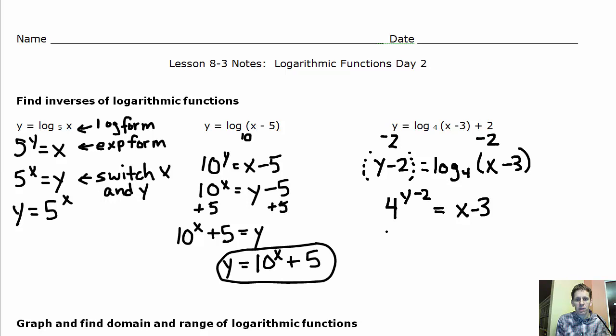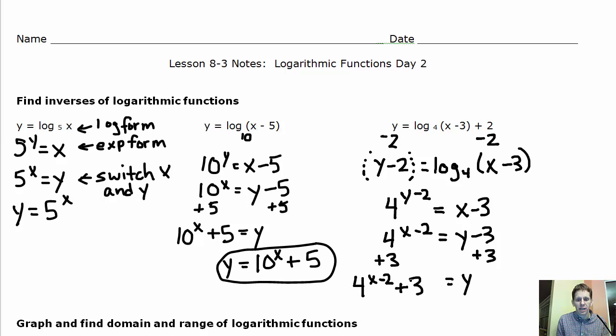So this y is going to become an x, 4 to the x minus 2 power, equals, this becomes a y minus 3. To get y by itself, we need to add 3 to both sides of the equation. These cancel, and when you're left, on the right side we have y, on the left side we have 4 to the x minus 2 power, plus 3. Now the 3 is not part of the exponent, so you just add it separately. So our final equation is y equals 4 to the x minus 2 power plus 3.